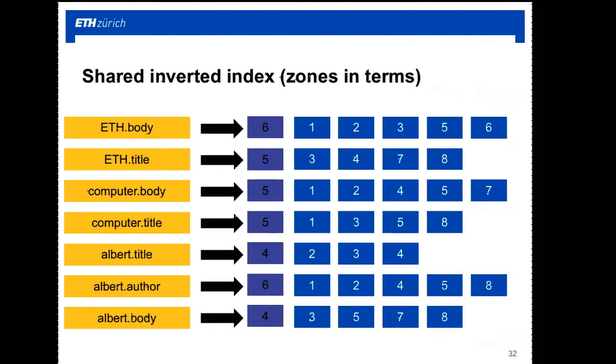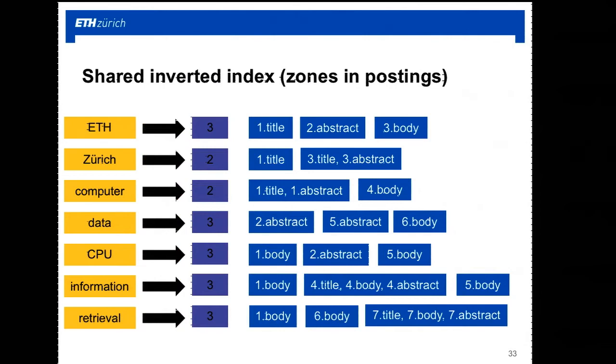And this is the alternate way, because you can also turn that upside down, and instead of encoding the zone in the term, you can keep the exact same old term and encode the zone in the postings. So for example, here, for ETH, you could store it together with the document ID where it appears. For example, ETH appears in the title of document 1, in the abstract of document 2. You can mix the two. For example, here you have Zurich that appears in both the title and the abstract of document 3. This is an alternate implementation. Both are good. Both make sense.